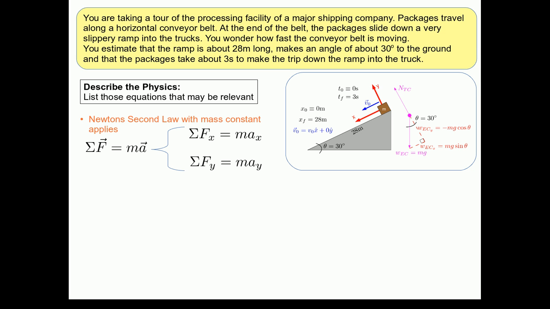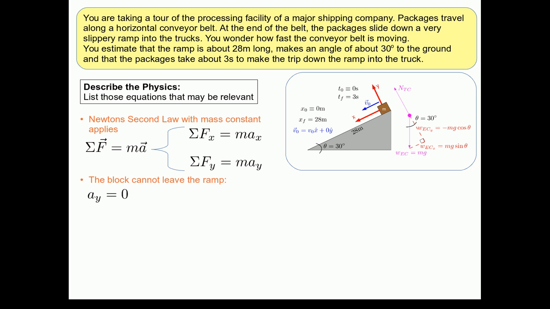Newton's second law in vector form must be true component by component. So the sum of the forces in the x direction has to equal the mass times the acceleration in the x direction. Similarly, the sum of the forces in the y direction is going to be the mass times the acceleration in y. In this particular case, we know the box can't leave the ramp, and so the acceleration in the y direction has to be identically 0.